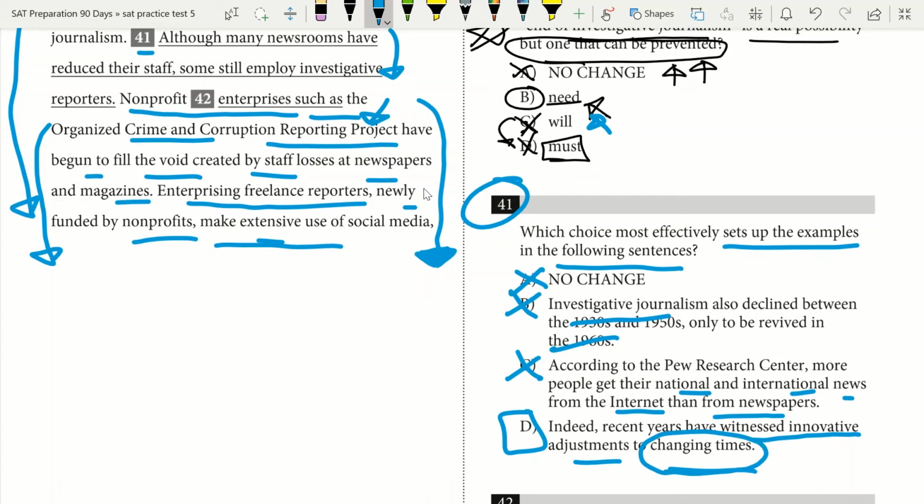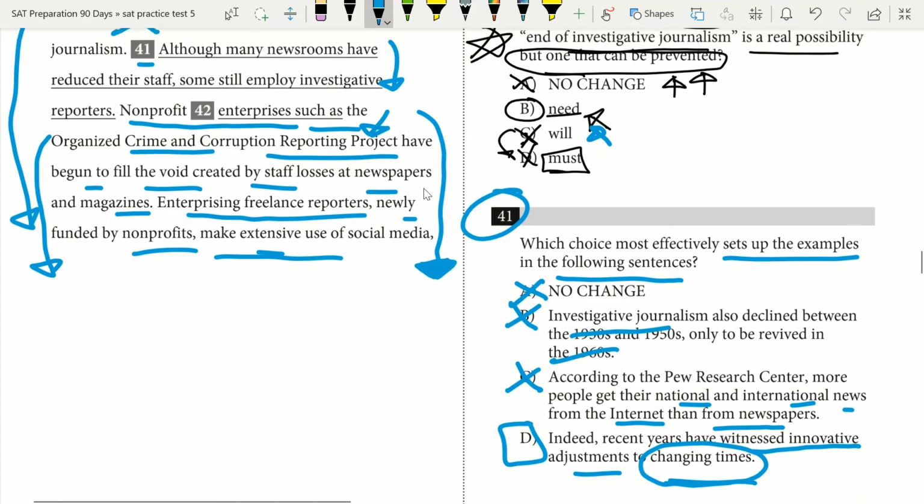Okay, so if you have a question that's asking you to set up the examples in the following sentences, what I recommend doing is not even reading the sentence it's talking about and just skipping down to those examples. Read those examples, figure out what it's talking about, come up with your own answer, then you can go back and find what would set up those examples. If you try to answer it without reading on to see those examples, you're just going to end up getting it wrong because you don't know what you're supposed to set up. So you want to make sure you read those examples first, then go back and answer your question.